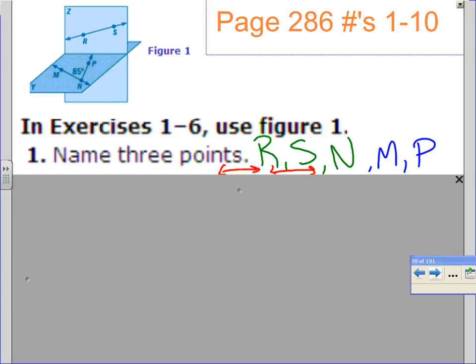No, you just have to name them. If you put the point above it, that works, but you didn't have to.